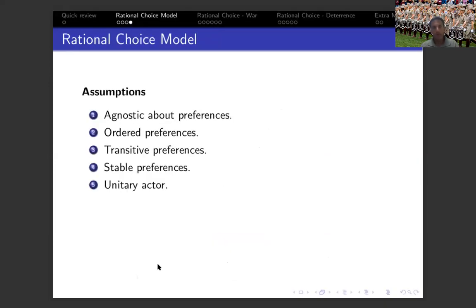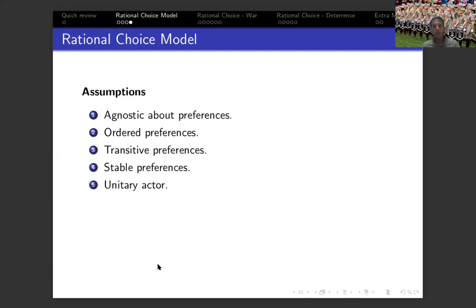So rational choice theory is based on several assumptions. I want to talk about them now for a few minutes. First of all, it's agnostic about preferences, which means that we take preferences as given. We understand that every actor has some preferences, some things she wants to push forward, and we do not question the origin, the appropriateness, the soundness of those preferences. We do not have to agree with them. We just have to accept the fact that every actor has some preference, whatever that is.